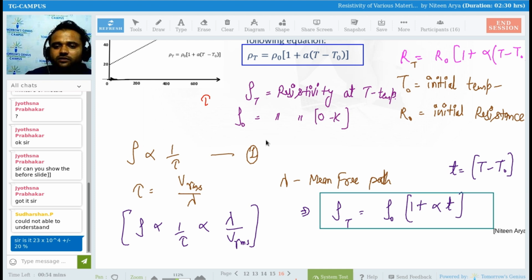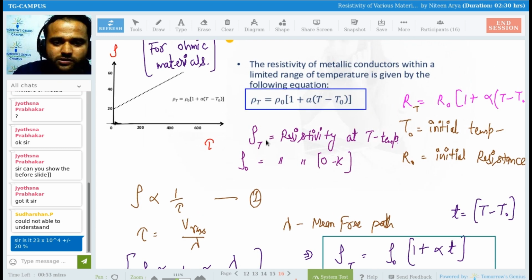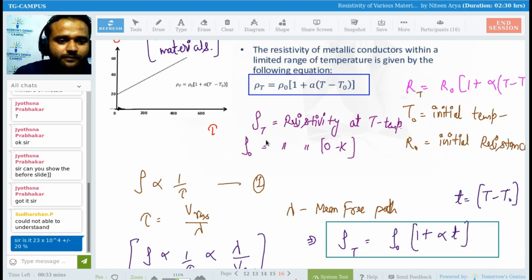Okay, so this is the basic root. In the previous class, in kinetic theory of gases, VRMS increases with temperature. That is the very famous relation where kinetic energy is 3 by 2 kT. K is the Boltzmann constant, T is temperature. I'm not going into that much detail, but that is the root cause. Clear, everyone?